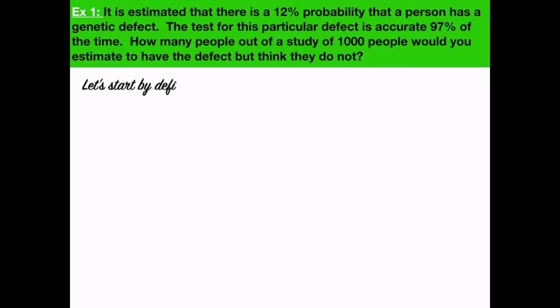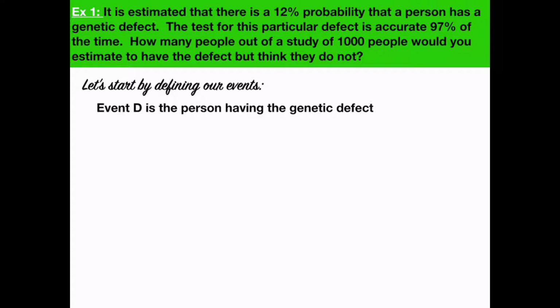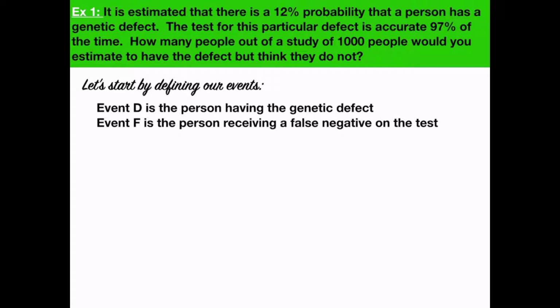So first, let's just define our events. The first event is the person has to have the genetic defect. The probability that they have it and think they don't, that means they have to have it, okay? The second piece then is them thinking they don't have it. In order for them to think they don't have it, they would have had to have a test, and the test would have been a false negative. So the test would have come back negative, but in fact, they do have it. It should have come back positive, but it was wrong, okay?